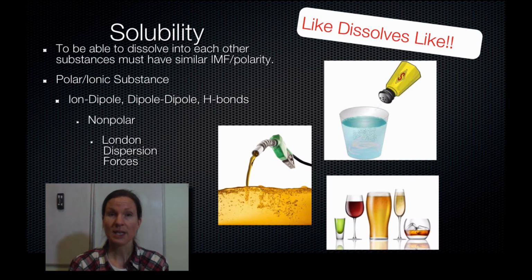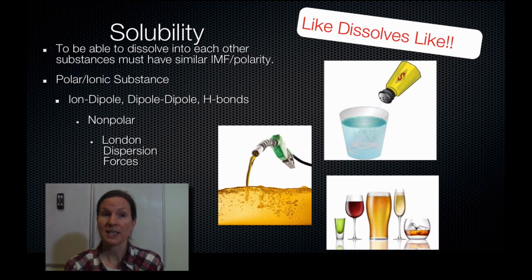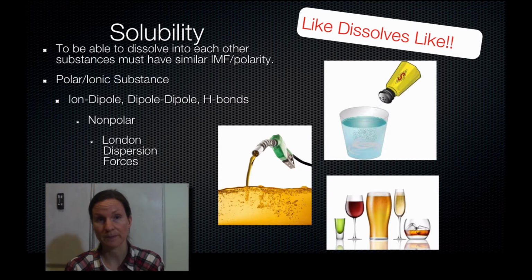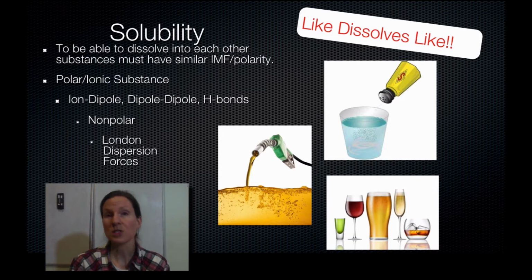So solubility is when something dissolves, right? And to be able to dissolve, we know the process is kind of break and make. There has to be some kind of attraction between the two substances to make them intermingle. So the phrase we often use is "like dissolves like." In order for a polar or ionic thing to dissolve, it has to have an attractive force to replace the attractive force that's being broken. Okay? So to be able to dissolve, essentially you need similar intermolecular forces.